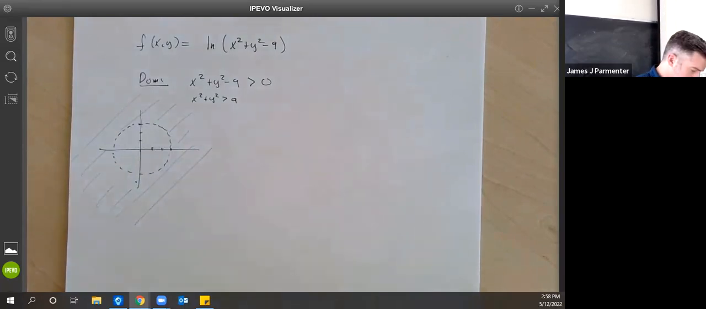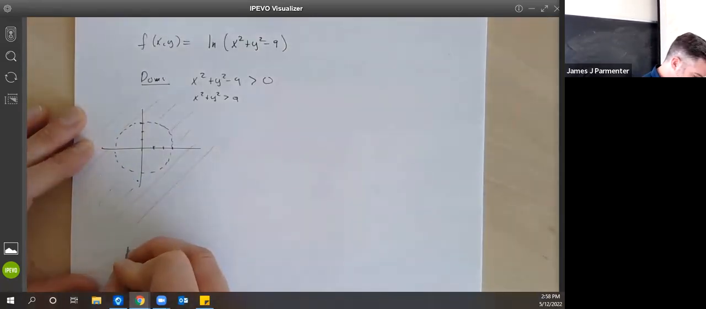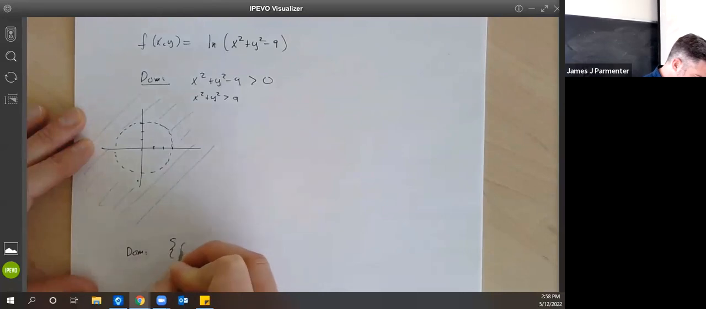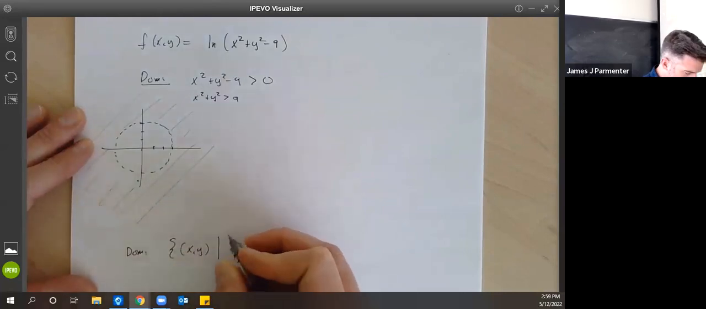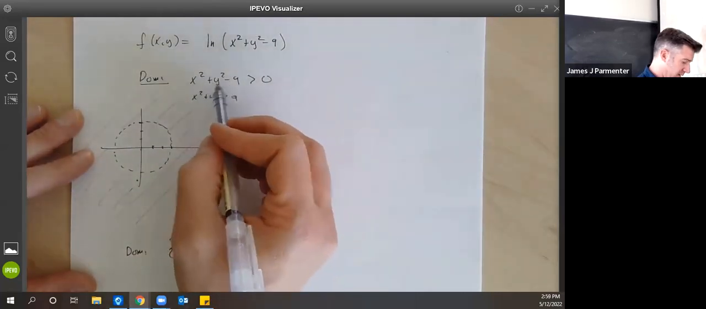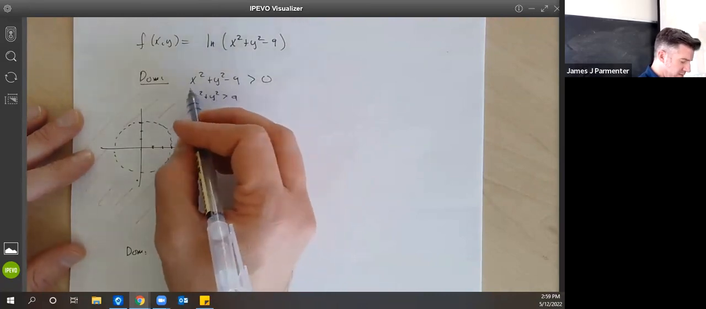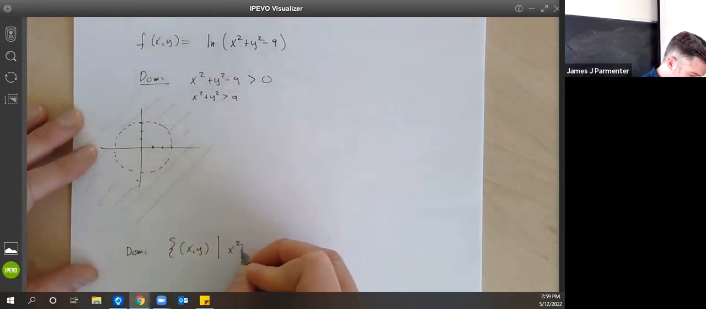Okay. And then I guess we could write it the real way. The domain is the set containing x comma y, such that, you could literally write it either way, x squared plus y squared minus 9 greater than 0, but the standard way of saying it is to isolate x squared plus y squared.